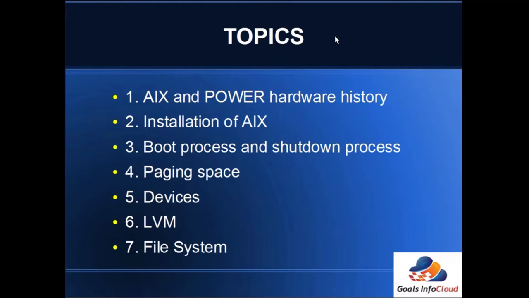What are we going to cover in this training? There are a total of 19 topics. The first topic is AIX and the power hardware history. To become a master in AIX technology, you should know the AIX versions and the power hardware versions also. Then the second is installation of AIX. I'll be showing you how to install the AIX operating system on power hardware.